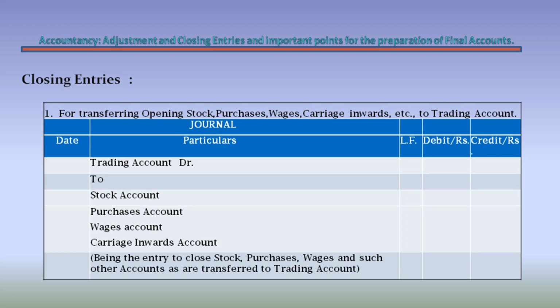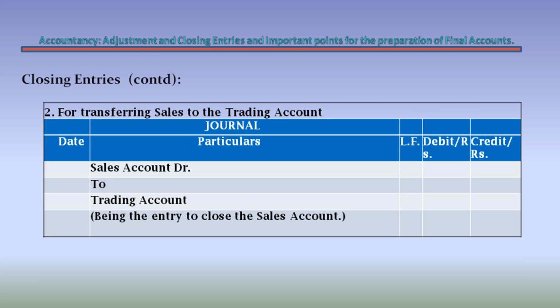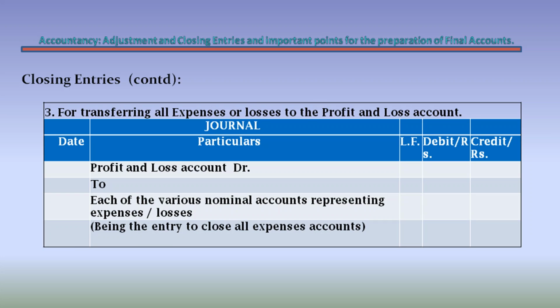For transferring opening stock, purchases, wages, carriage inwards, etc. to trading account, we need to pass the following journal entry. Trading account debtor to stock account, to purchases account, to wages account, to carriage inwards account, being the entry to close stock, purchases, wages and such other accounts as transferred to trading account. Second closing entry. For transferring sales to trading account, sales account debtor to trading account, being the entry to close the sales account.